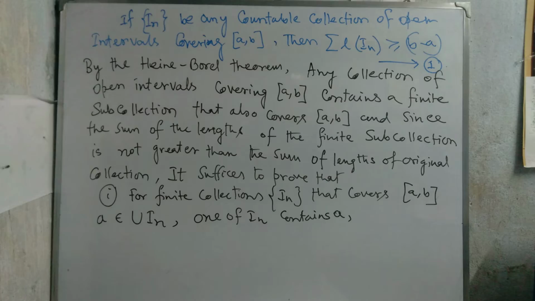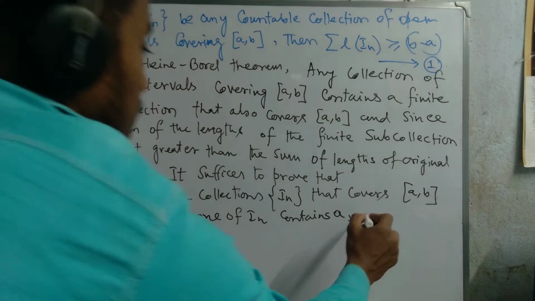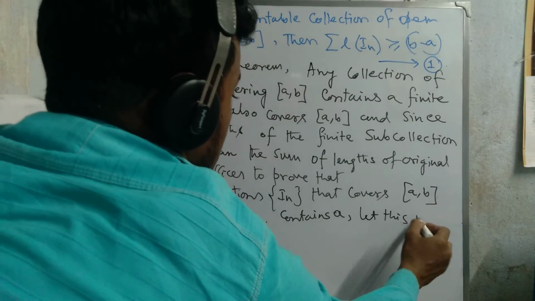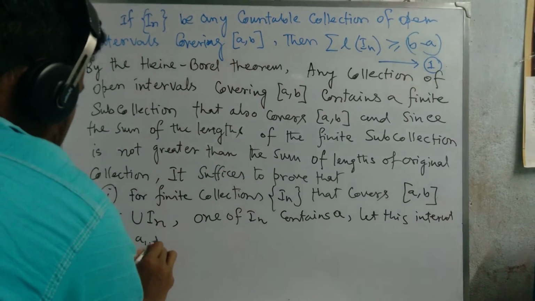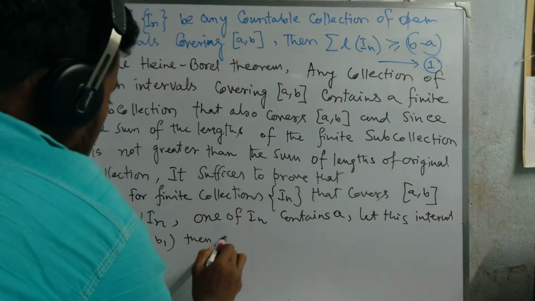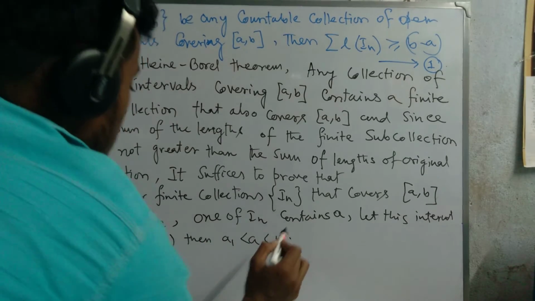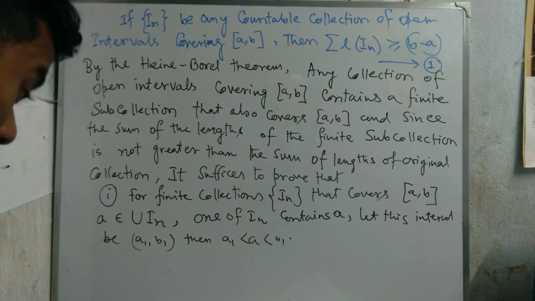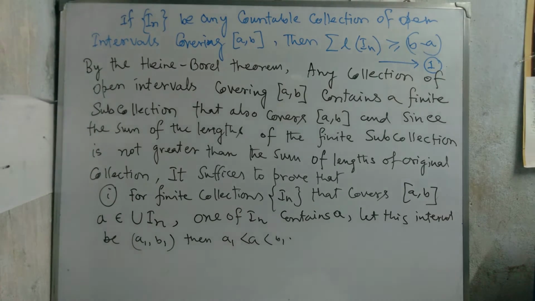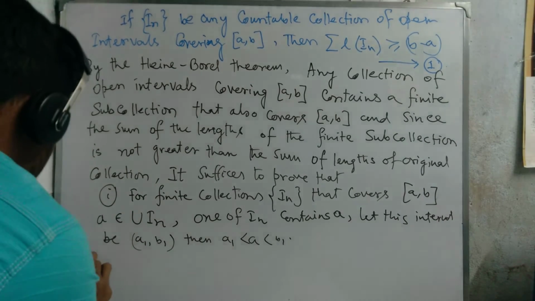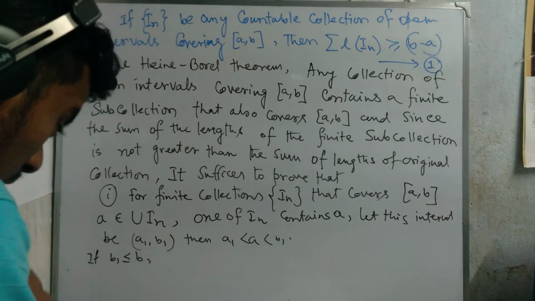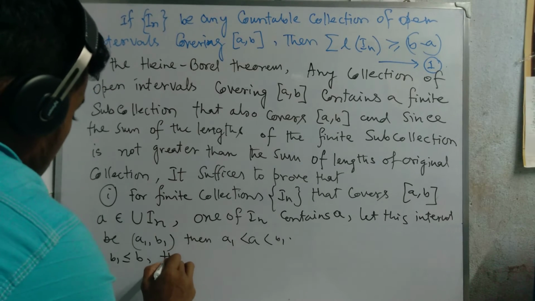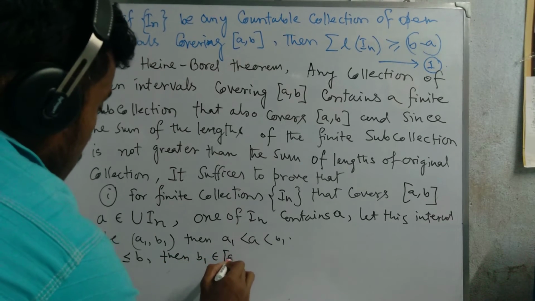Then let this be the interval, this one. Let this interval be A1 B1, then A1 less than A less than B1. Now, if B1 is less than or equal to B, then what happened? Then B1 belongs to AB.